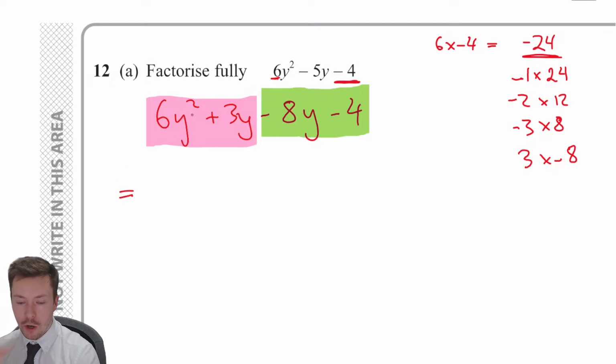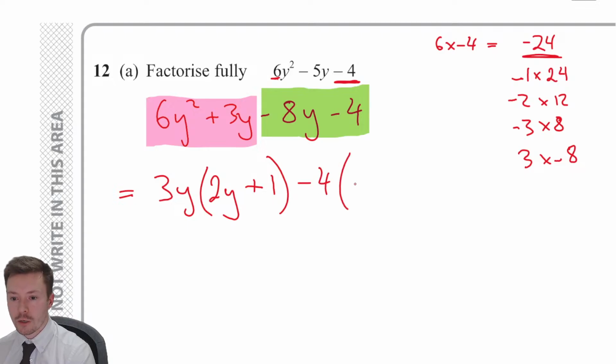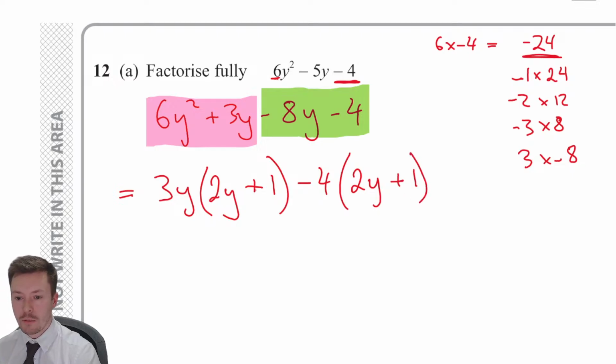So thinking about the ones highlighted in pink, I can divide both of those by 3, and I can divide both of them by y. Now that is going to give me, well, 3y times 2y gives me 6y squared, and then plus 1. Now, this bracket should be included when I factorize this as well. So let's see, hopefully we get that. Now, I can factorize out of this minus 4 brackets, and then it's going to be 2y and then plus 1, which is the same in both brackets, so I know I've done that right.